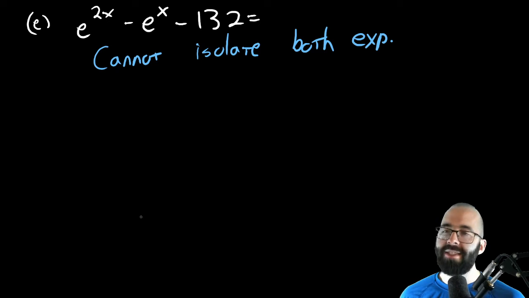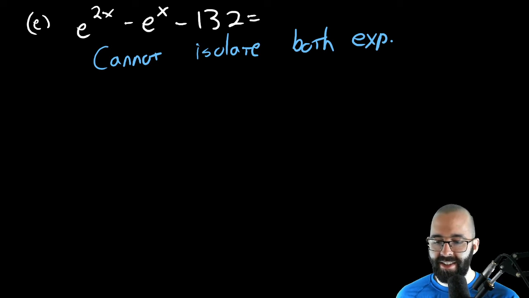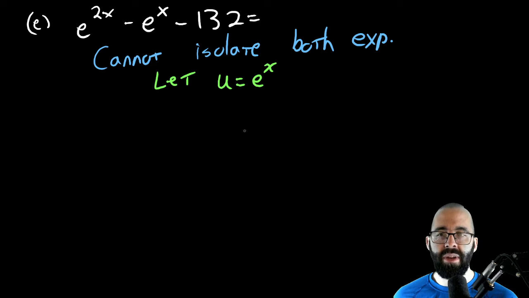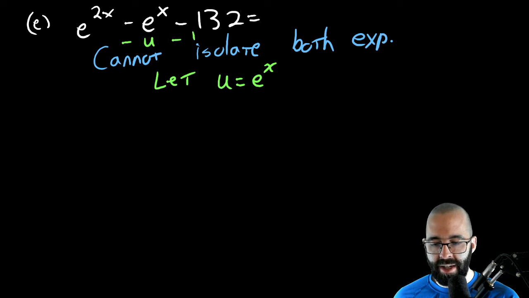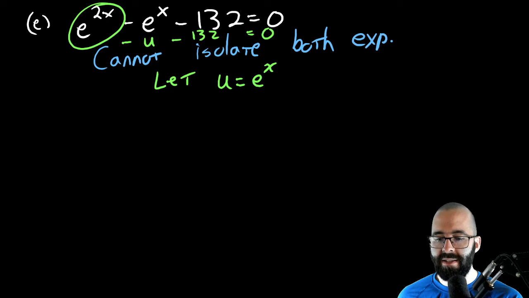So I'm not expecting you to see this trick, but I'm going to tell you that trick. We're going to do a substitution. Let u be e to the x. So replace e to the x with u. So this becomes u squared minus u minus 132. Oh, the right-hand side equals 0. Replace all the e to the x's with u's. What is this?